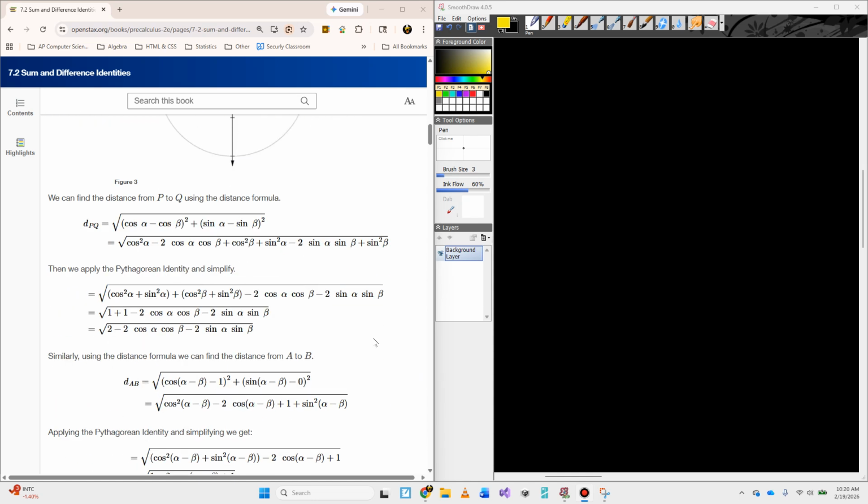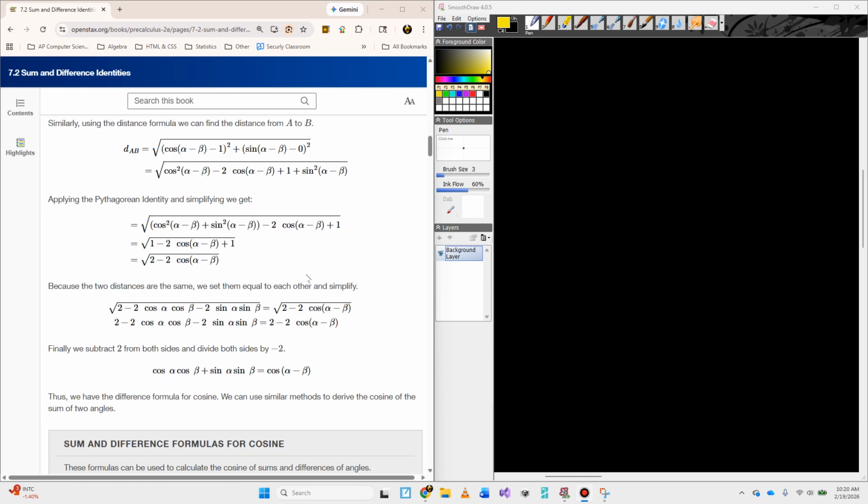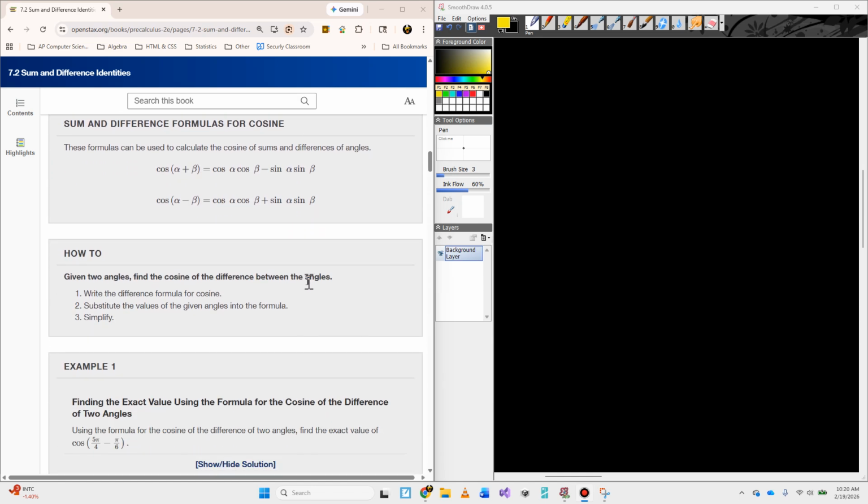Now, the first thing we're going to show here is I'm going to skip all of the proof. We don't really need to know how this is proven. We just need to know how they work. So if I have two angles, alpha and beta, and I add them together, and I want cosine of angle alpha plus beta, I can actually say that that's also cosine alpha times cosine beta minus sine alpha times sine beta.